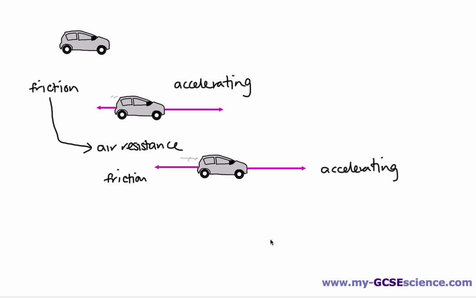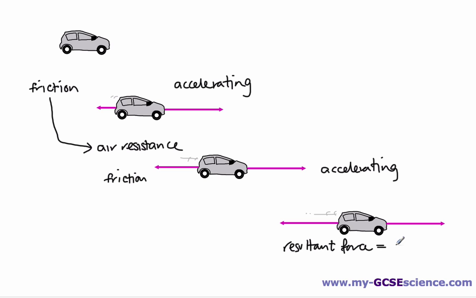Eventually, you'll see that once the car reaches a certain speed, the forward force and the backward force are exactly the same. So the air resistance is the same as the force created by the engine to move it forward. We say the resultant force is zero, and what actually happens is the car is then moving at a steady speed.